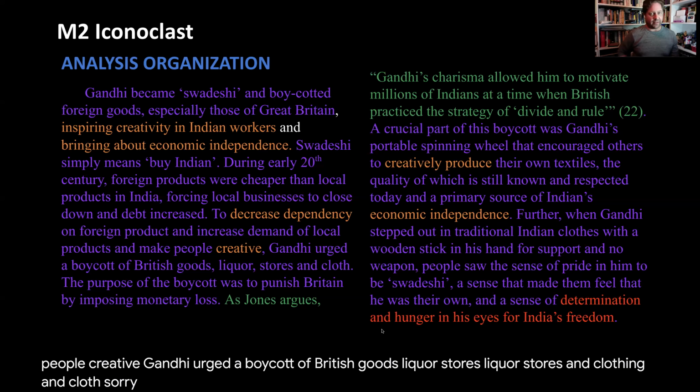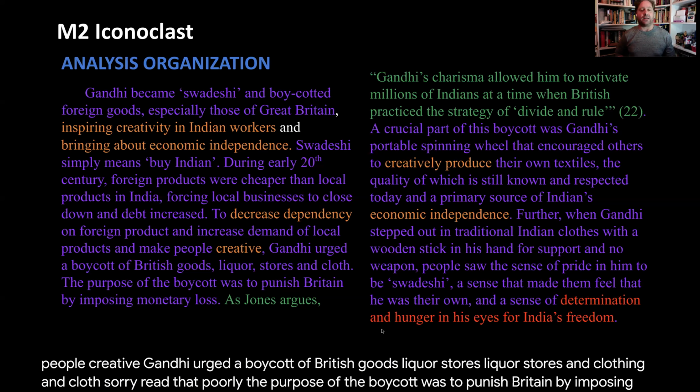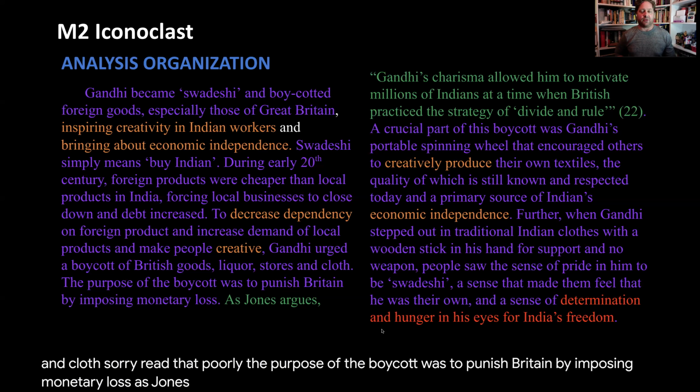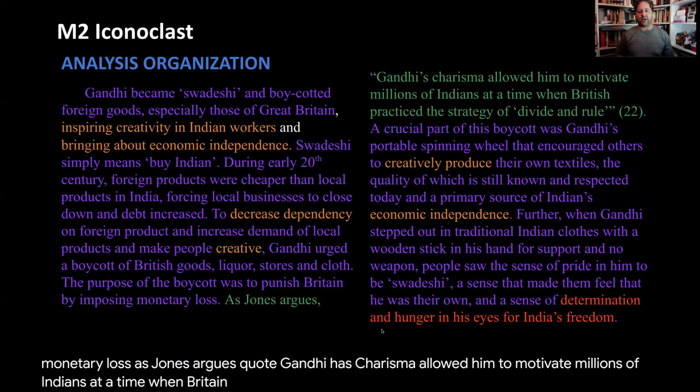Sorry, I read that poorly. The purpose of the boycott was to punish Britain by imposing monetary loss. As Jones argues, quote, "Gandhi's charisma allowed him to motivate millions of Indians at a time when British practiced the strategy of divide and rule."